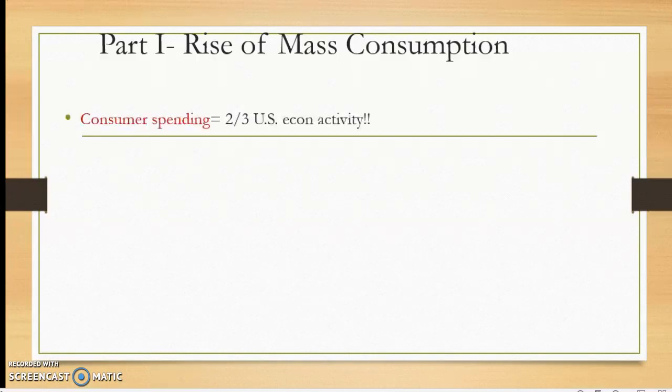When we further look into mass consumption, we need to understand that consumer activity, consumer spending, accounts for about 2/3 of the United States economy. Now, we have the largest economy in the world, and 2/3 of that activity is based on us spending. There are a number of implications for this, cultural and economic.